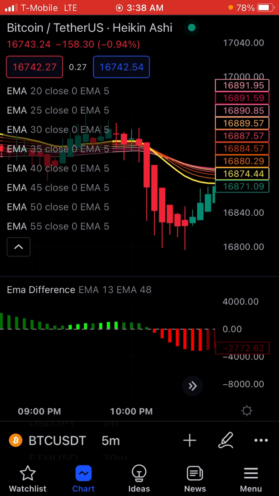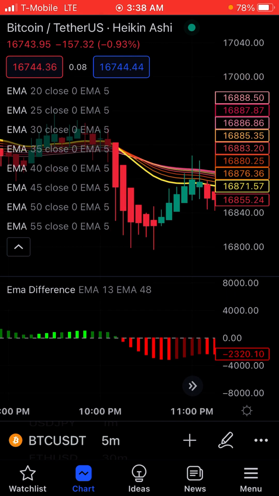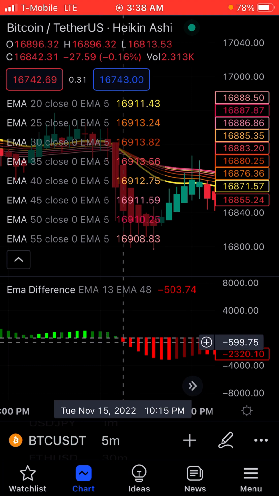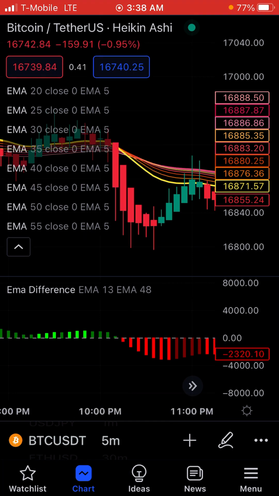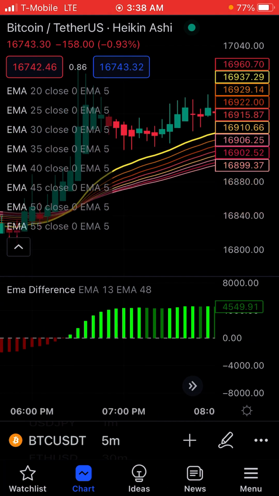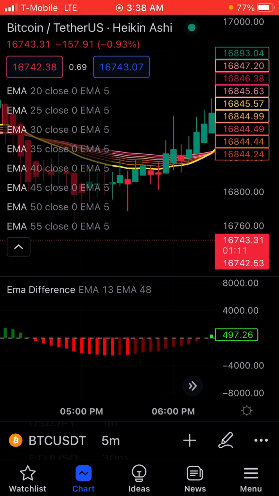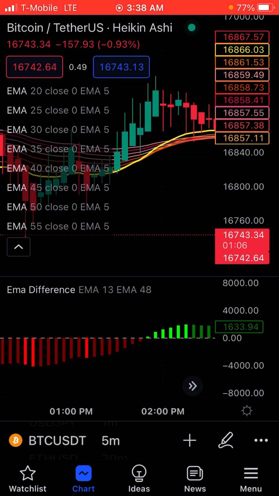What the EMA difference does is, the moment you are down here and you see the start of a red or the start of a green, that is basically the moment of cross, like it's crossing on the charts if you had it up here at the top. That's basically what it is. So that's what you really have to look for. But what you have to do first, and we're going to be doing crypto as an example, is look for this.